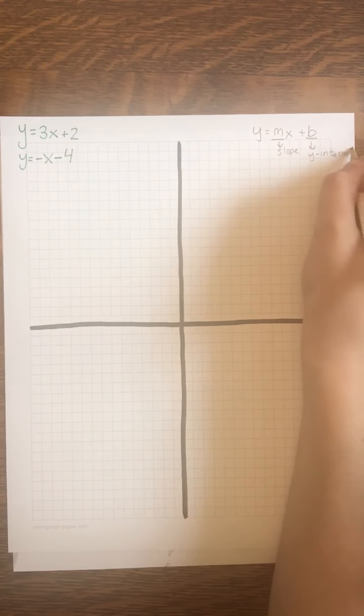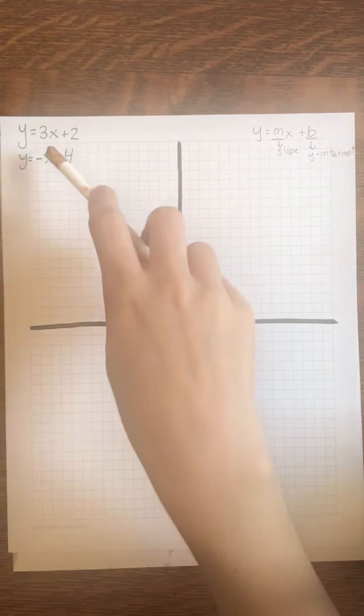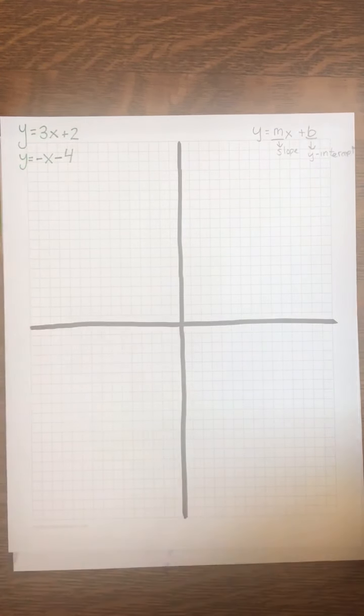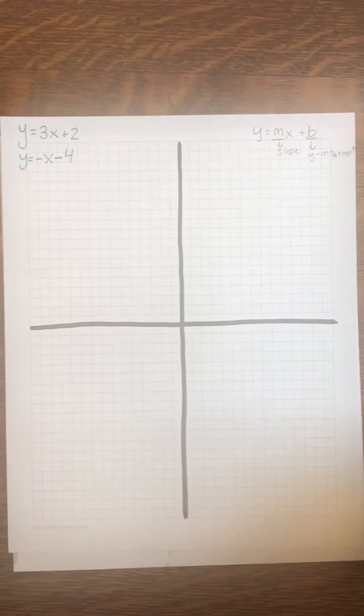And the whole point of this lesson is to solve the system. To solve the system, we have to graph both of these equations. We have to graph y equals 3x plus 2, and we have to graph y equals negative x minus 4. And where the two lines intersect, because we know these are both lines, the point where they intersect is called the answer to the system. That's it. All we need to do is find where the two lines intersect.